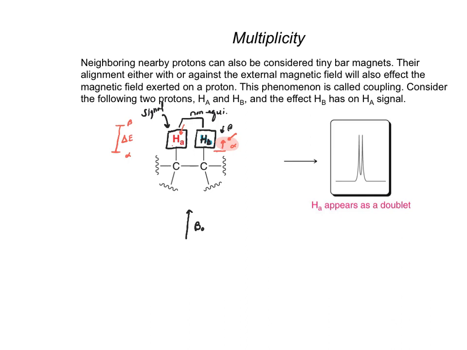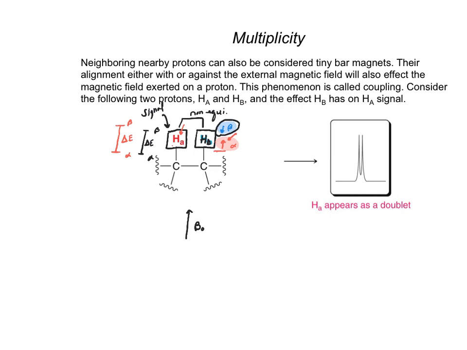In another molecule, on the other hand, when we apply our external magnetic field, let's say HB actually takes on the beta spin state. Because HB took on that beta spin state, HA feels the presence of that opposing magnetic field. And because of that, HA doesn't feel as strong a magnetic field, so its alpha-beta spin state energy gap is going to be a little bit smaller comparatively. So these are the two possible outcomes.